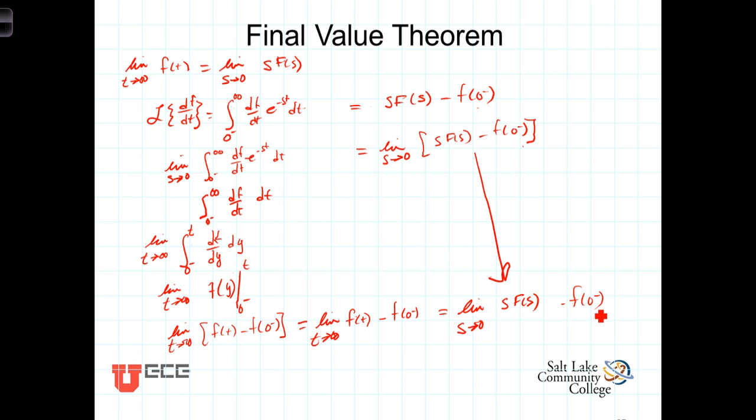Notice once again that we have the minus f(0 minus) on both sides. Those two terms add to 0, and we have what we started out to prove, which is that the limit as t approaches infinity of f(t), or the final value of f(t), is equal to the limit as s approaches 0 of sF(s).